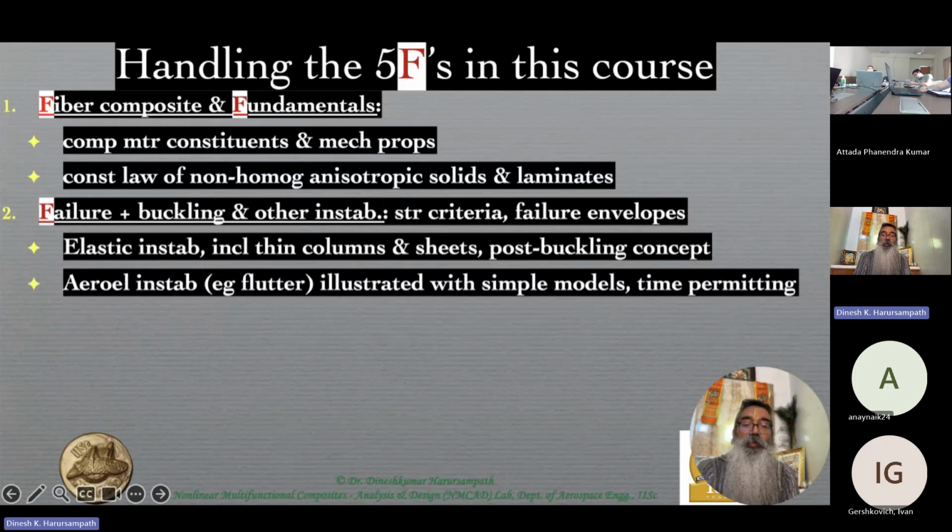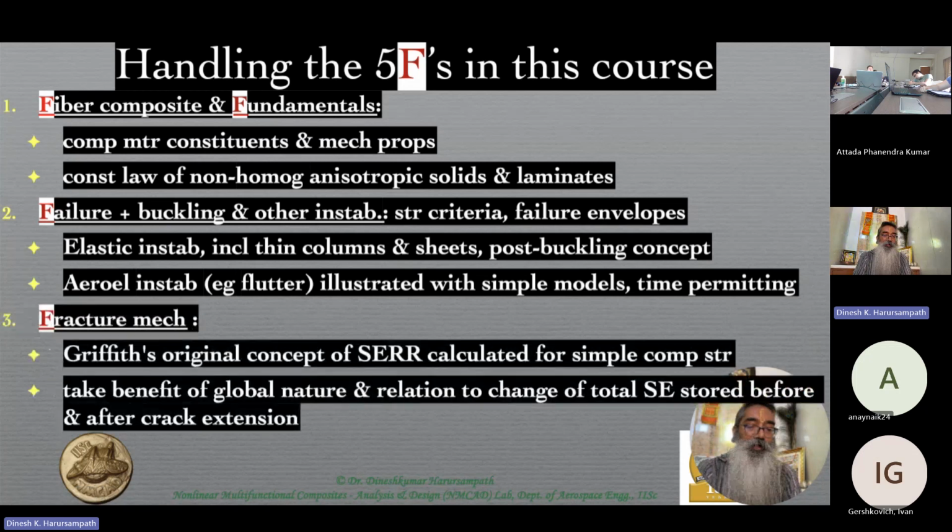The second kind of instability, of course, is flutter-like aeroelastic instabilities, which I don't think I'll probably be able to illustrate with simple models, time permitting. I don't think time will permit that, from my experience of the previous cohort. The third F, how will we deal with it? We will stop today's class after we finish the 5 Fs, how we deal with them in this course.